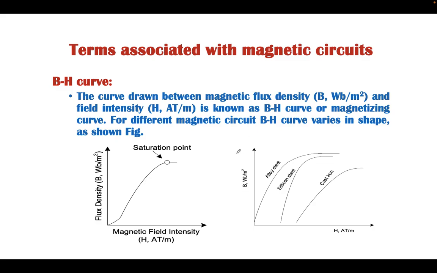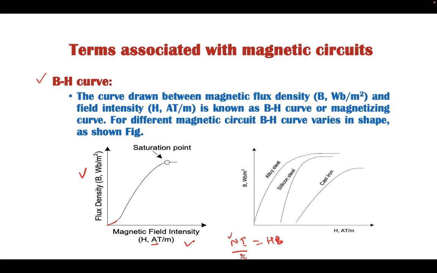Now, the terms associated with a magnetic circuit. In the magnetic circuit, an important concept is the BH curve. The BH curve here means in a magnetic circuit, when magnetic field intensity is applied, it starts developing magnetism. The development of this magnetism goes on increasing as we increase the current in the circuit, because H depends upon NI equal to HL, and here H is equal to NI divided by L.